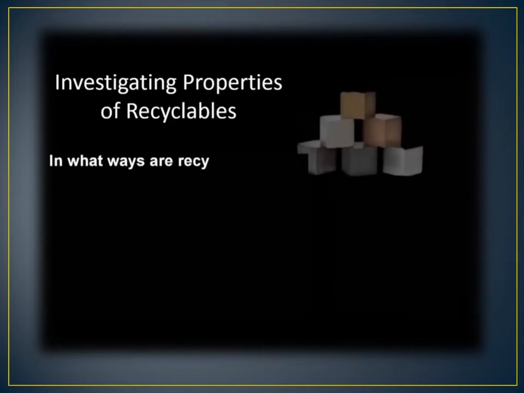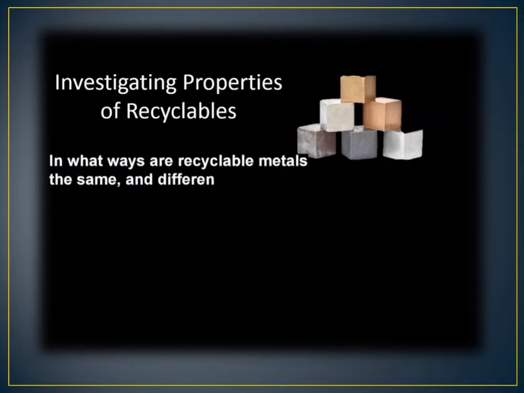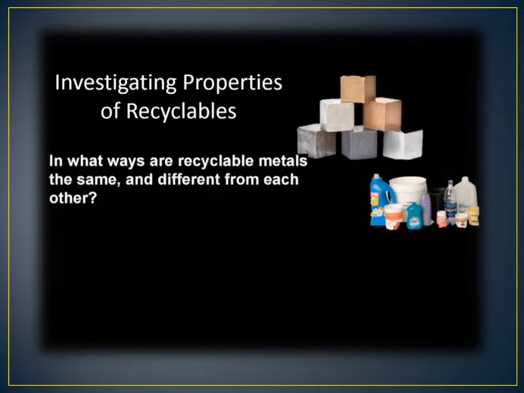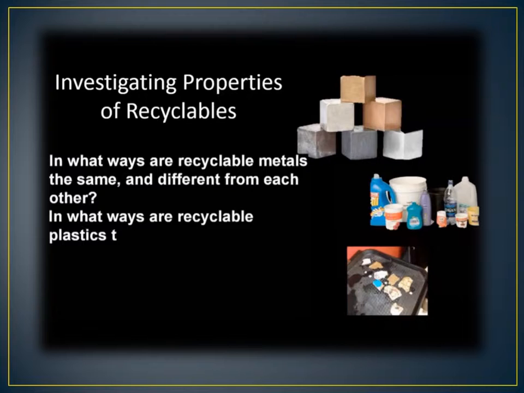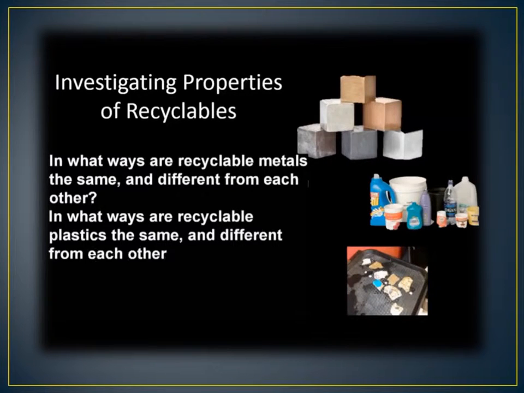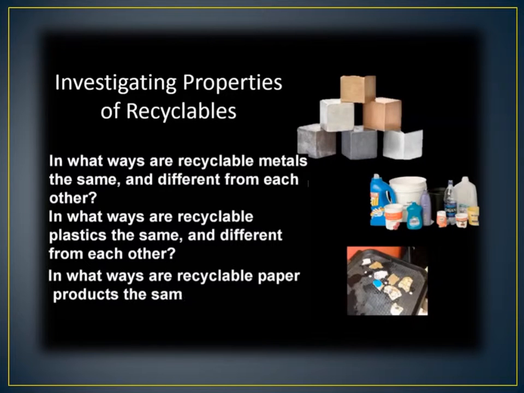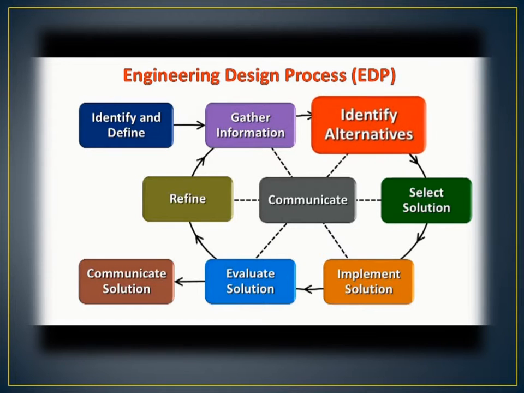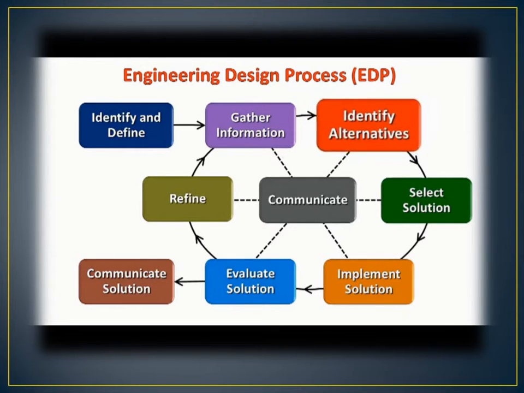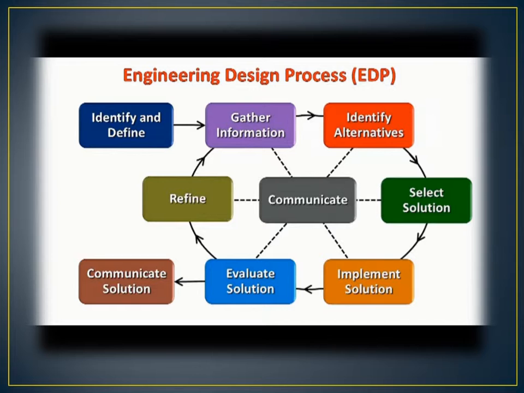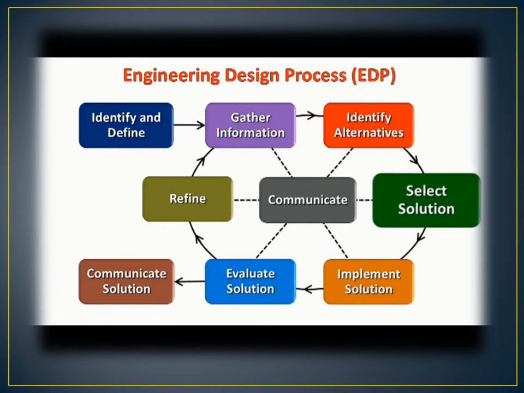In what ways are recyclable metals the same and different from each other? In what ways are recyclable plastics the same and different from each other? In what ways are recyclable paper products the same and different from each other? The next step is to identify alternatives to solve the issue or need. These could be processes or products. Next, students select a solution which best answers the issue or need.